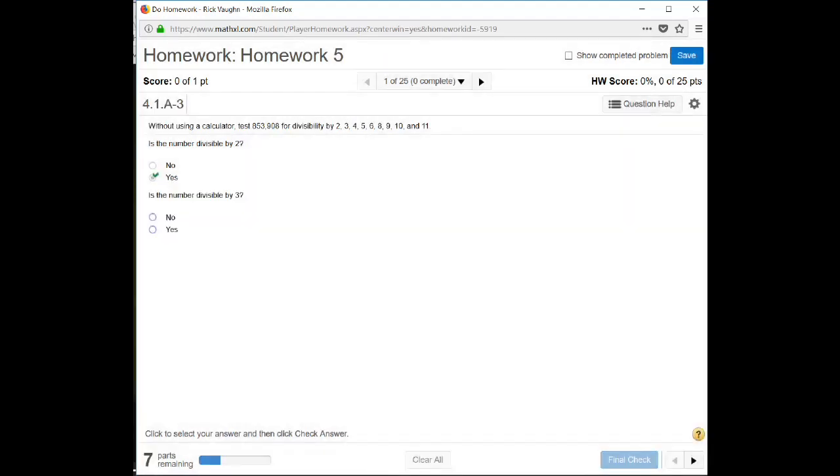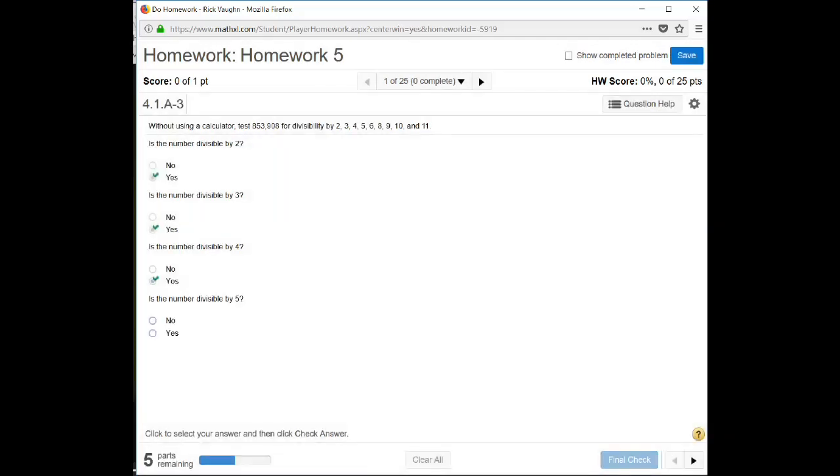To test for divisibility by 3, we add the digits together. 8 plus 5 is 13, plus another 3 is 16, plus 8 is 24, plus 9 is 33, which is divisible by 3. To test if it's divisible by 4, we look at just the last two digits. 08 is divisible by 4.